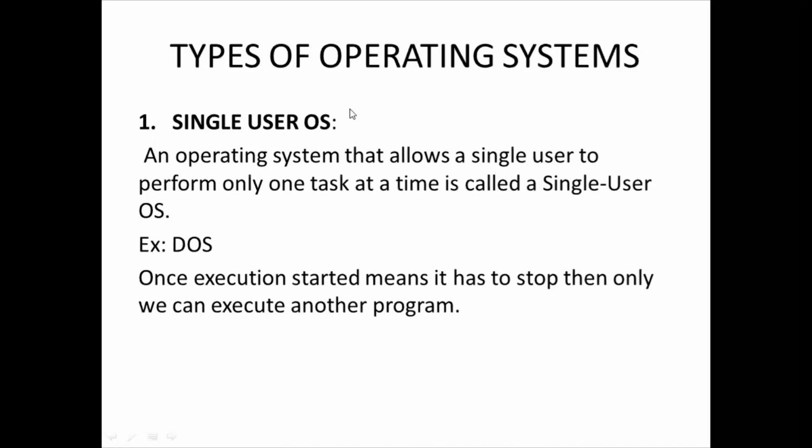First one is the single user operating system. An operating system that allows a single user to perform only one task at a time is called a single user operating system. Example is DOS. Here what happens, only one single user is allowed to perform only one single task. That means when a process is in execution, it has to be completed. Then only we can execute another program. See, once execution has started, it has to finish. Then only we can execute another program. That is a single user operating system, and its example is DOS, that is disk operating system.